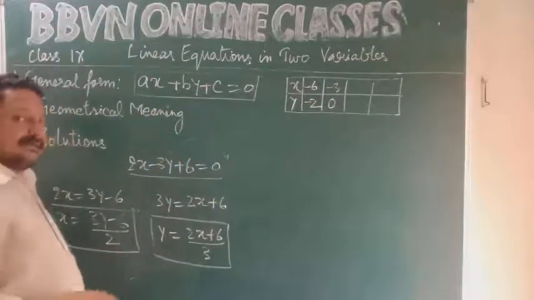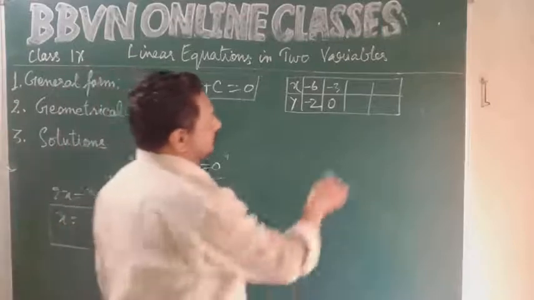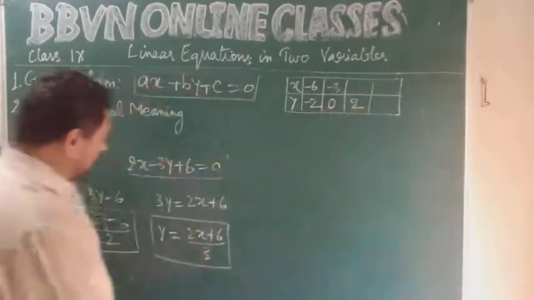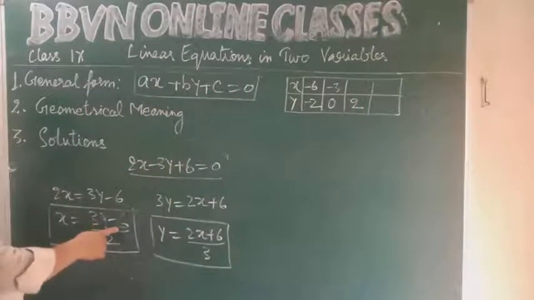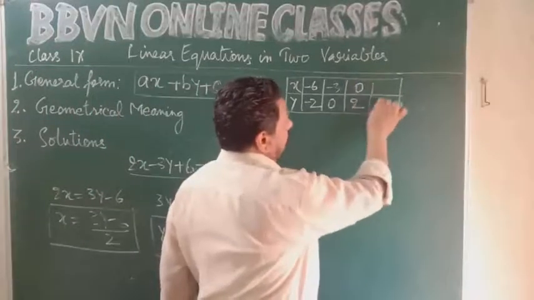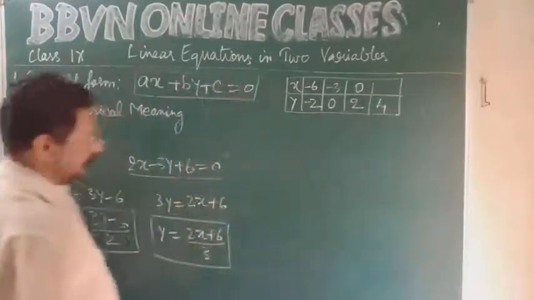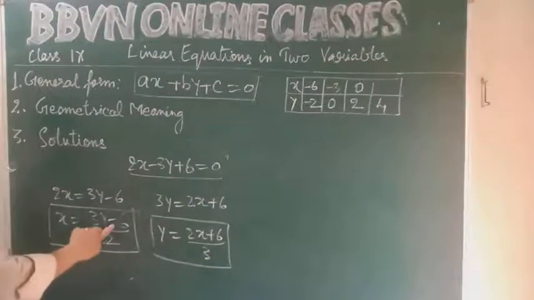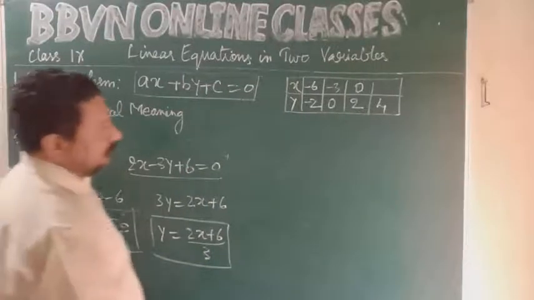What if I take y equal to 2? 2 into 3, 6. 6 minus 6, 0. 0 upon 2, 0. I take y equal to 4. 4 into 3, 12. 12 minus 6 is 6. 6 upon 2 is 3.